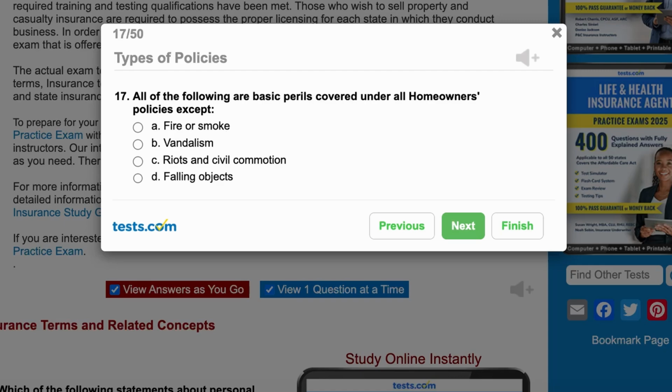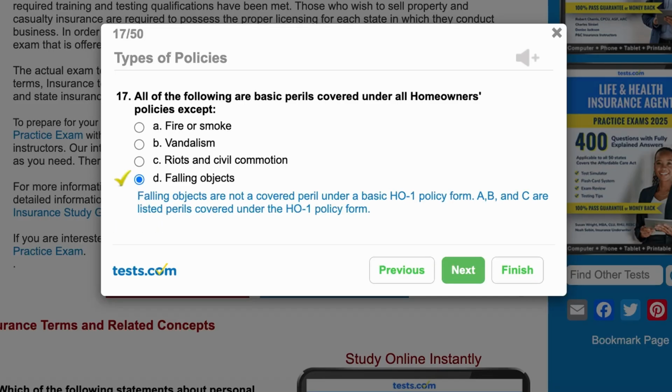Types of policies. Question 17. All of the following are basic perils covered under all homeowners policies except A. Fire or smoke, B. Vandalism, C. Riots and civil commotion, D. Falling objects. D. Falling objects. Falling objects are not a covered peril under a basic HO1 policy form. A, B, and C are listed perils covered under the HO1 policy form.